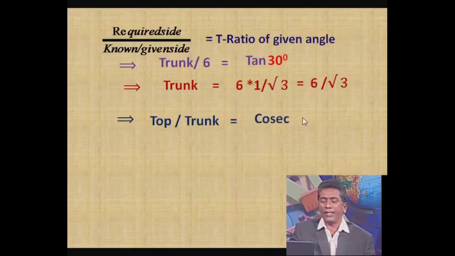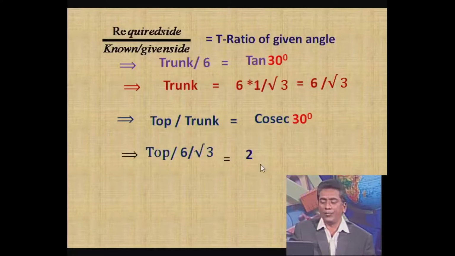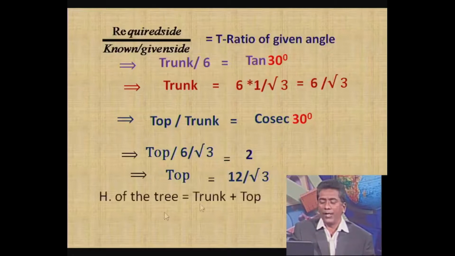What is the angle of elevation? 30 degrees. Top by 6 by root 3 is equal to cosecant 30. The value of cosecant 30 is 2. Hence, the top is equal to, taking this 6 by root 3 to the right hand side, 12 by root 3 meters. Hence, the height of the tree is equal to trunk plus top.